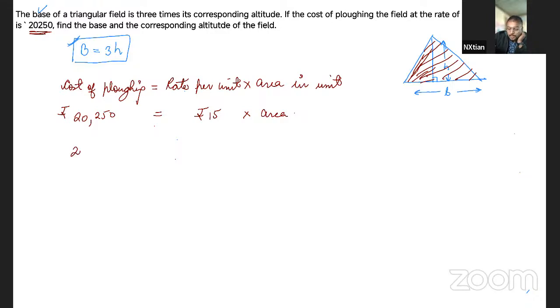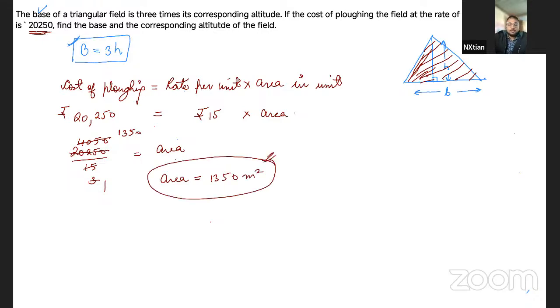So 20250 divided by 15 is equal to the area. Now I have to just simply solve it. So it will become 4, then 0, then 5, then 0. Now it will become 1, 3 ones are 3, 3 threes are 9, 5s are 15. So I got the area as 1350 meter square. It means that this much area is there.